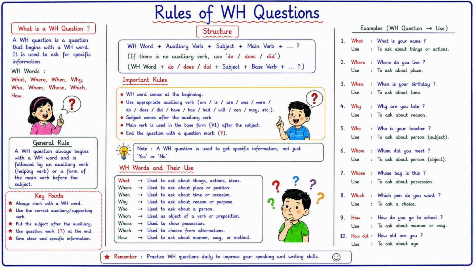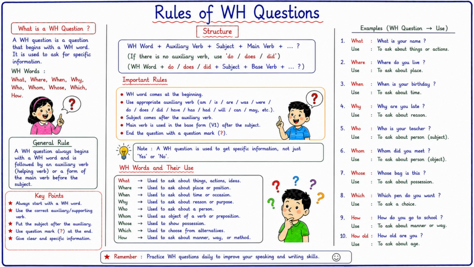A WH question is a question that begins with a WH word and is used to ask for specific information. The most common WH words are what, where, when, why, who, whom, whose, which, and how. Let's begin with the general structure. The basic structure of a WH question is WH word plus auxiliary verb plus subject plus main verb plus other words and a question mark.